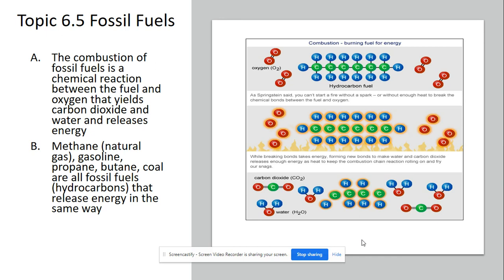Now, methane, natural gas, gasoline, propane, butane, and coal are all forms of fossil fuels that contain what's called hydrocarbons, meaning that carbon and hydrogen are bonded together. When they interact with oxygen gas, they create CO2 and water. And when the bonds break, energy will be released and then harnessed.